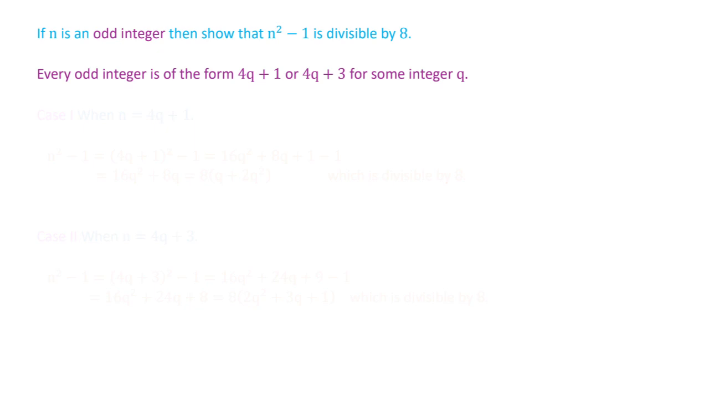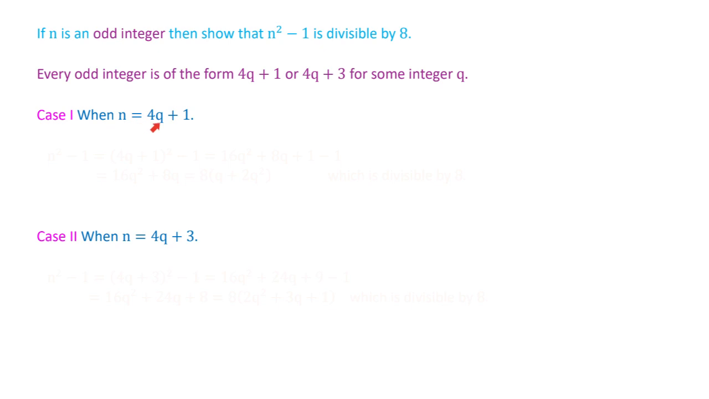So we are talking about two cases over here. First is when n is equal to 4q plus 1. We are saying n can have two forms: either it is of the form 4q plus 1 or it is of the form 4q plus 3. So in this first case, when n is equal to 4q plus 1, what we have to prove is that n square minus 1 is divisible by 8.